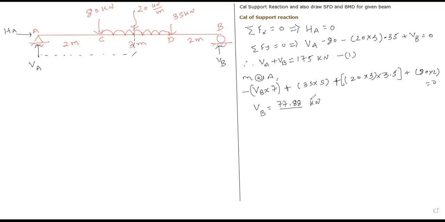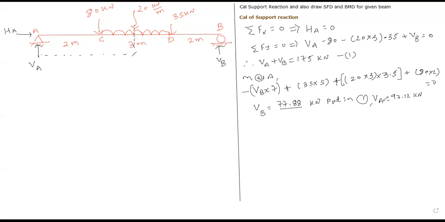77.88 kilonewton. Put this value in equation number 1. We will get VA. VA equals 175 minus 77.88. So we will get 97.12 kilonewton. I hope it is clear to all of you.